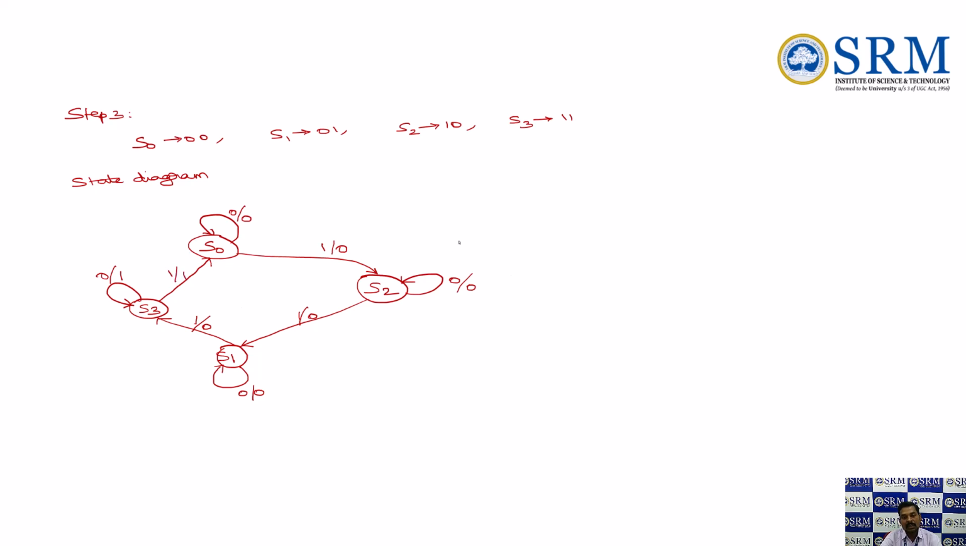In other words, this can also be drawn by replacing S0 with the help of the state assignments. Right? You can write this also. 0 0, 1 0, this is 0 1, this is 1 1, and when my input is 0, written at the same state, the output is also 0.